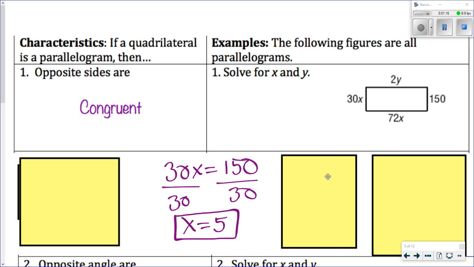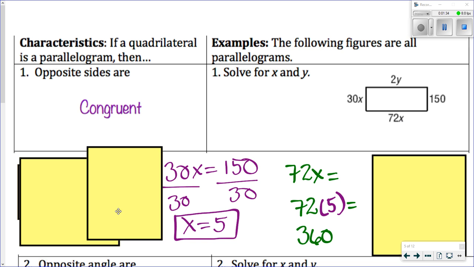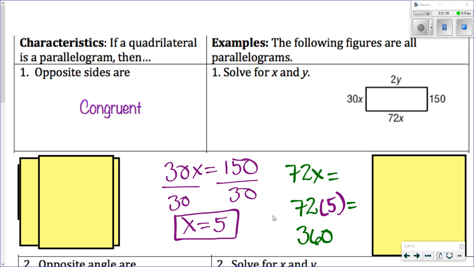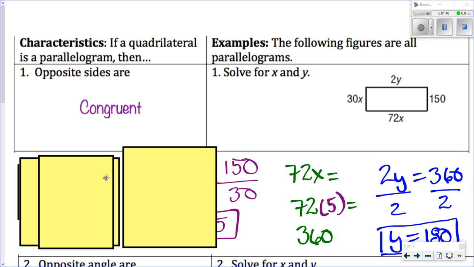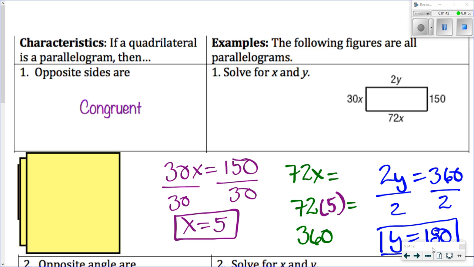And then for y, we notice that we have 2y on the top and 72x on the bottom. We can set them equal to each other, but the thing is we have to plug in one of them in order to solve for the other. We already found that x was 5. So we're going to plug it into 72x and then get 360. Now we can set it equal to 2y and then solve for y, which will come out to 180.